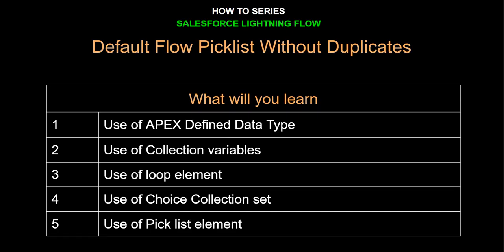Because right now, there is no out of the box way in Salesforce Flow which helps us remove duplicates and bind the unique values in the pick list. Hope this helps. Thank you.